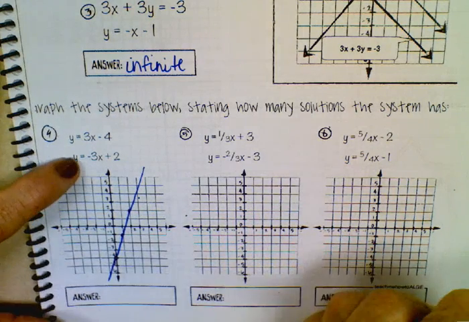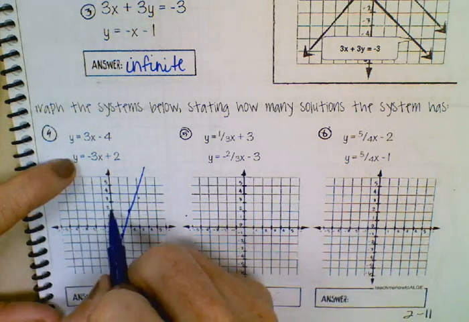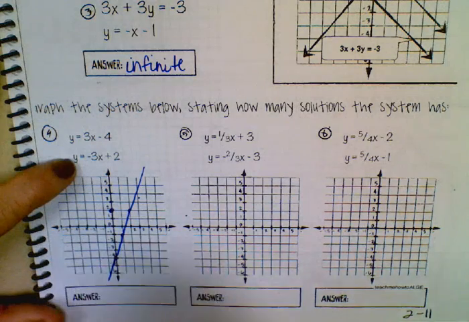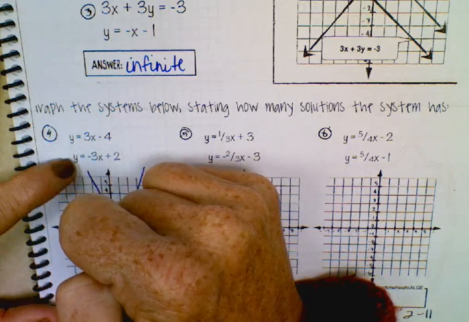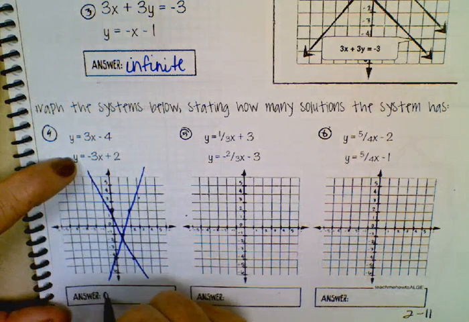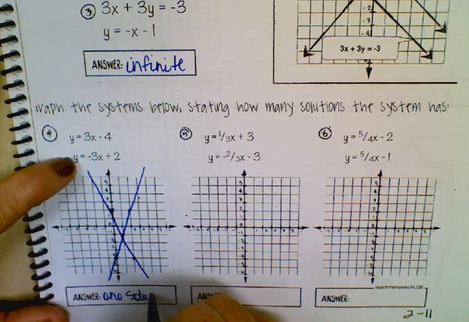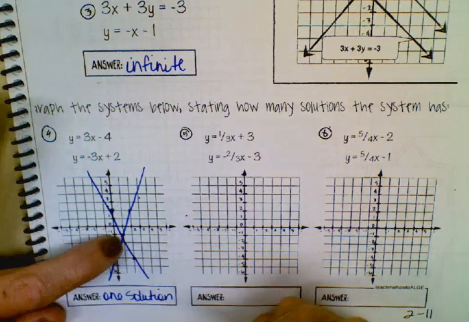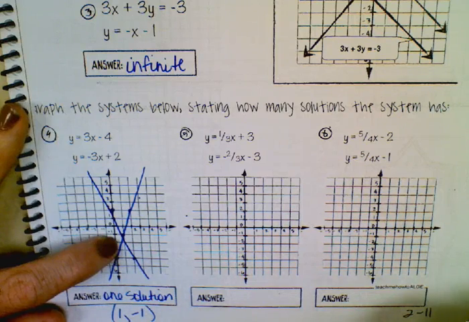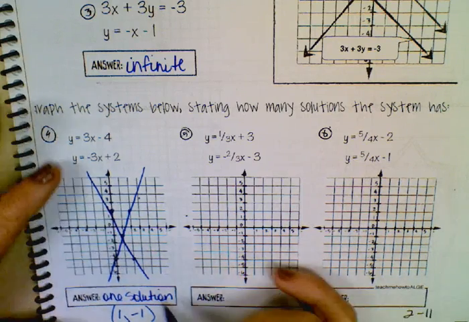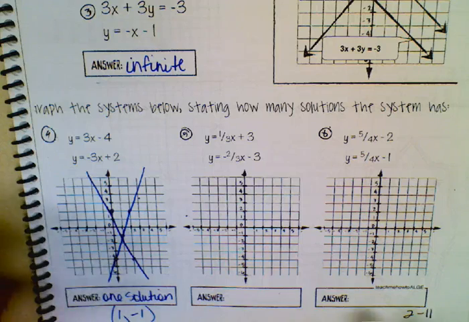And my second graph is y equals negative 3x plus 2, so I begin at the 2. And I go down 3 over 1 right there. And that is going to have one solution. Those 2 lines cross at one point, and it looks like that point is at 1, negative 1. We'll do a lot of checking solutions to these problems in class.